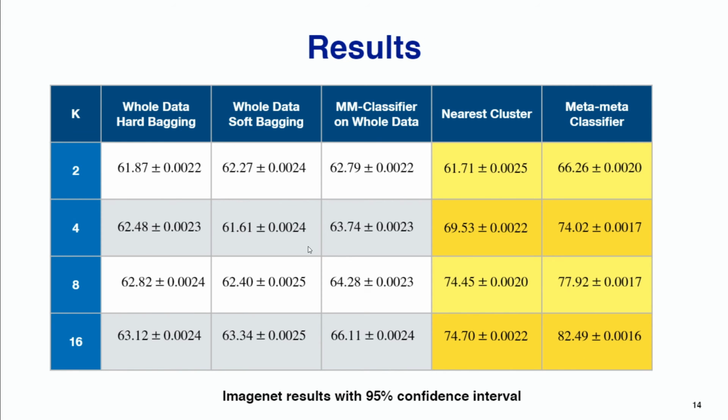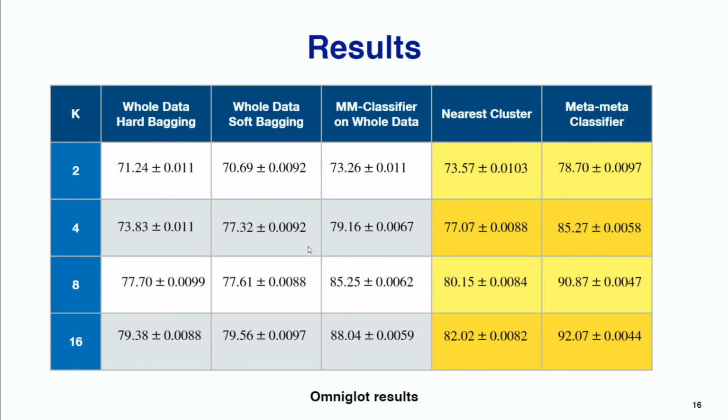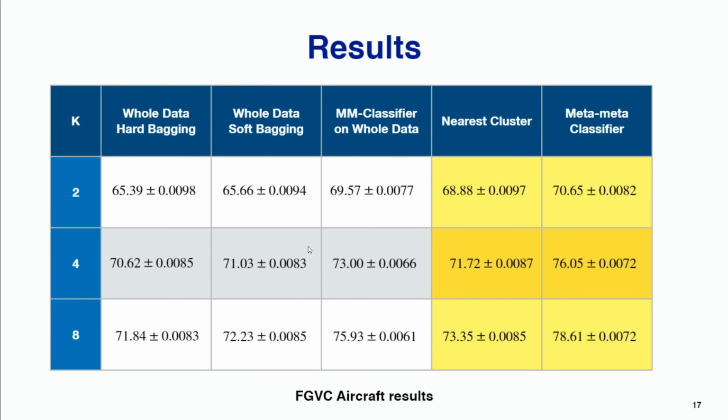These are the results we have. In ImageNet data, we can see our method has significantly higher accuracy. As we increase the number of clusters, we have better accuracy. This is the cross-domain results, this is Omniglot results, and this is aircraft results. As you can see, in all of them, our classifier gives much higher accuracy. One thing to notice is that if we keep increasing the number of clusters, at some point accuracy will go to a steady state, so we have to find the optimum cluster number.